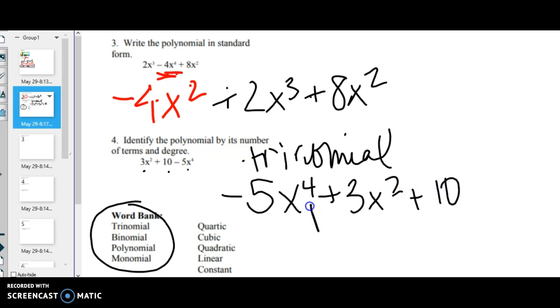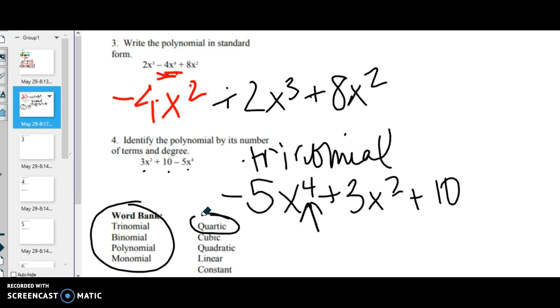So the 4th power is my biggest one, so I look through, is that quartic, cubic, quadratic, linear, or constant? Well, quartic is to the 4th power. Cubic is 3rd power. Quadratic is squared. We work with mostly quadratics here in this class, but you need to know the names for the others. Linear, that is what you did last year. So like y equals mx plus b, just x to the first. And then constant means it's just a number. There's no variable even in there.